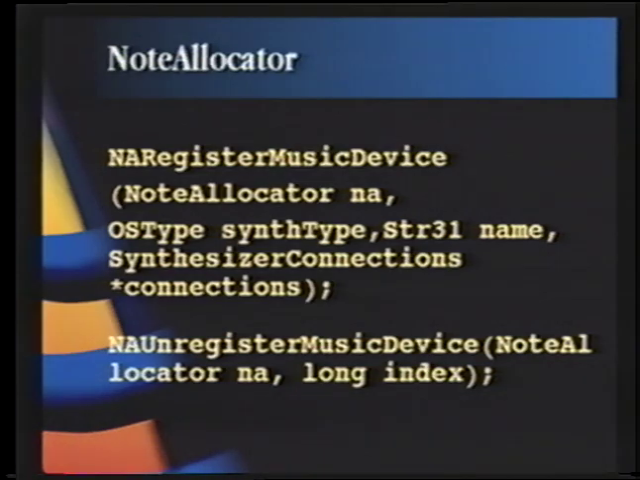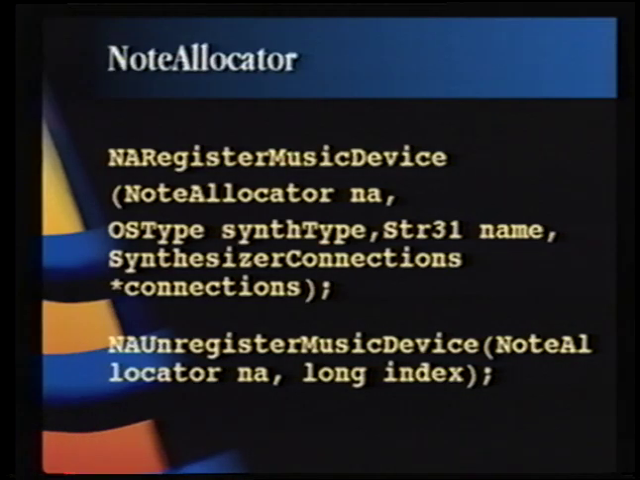So to register a device, you specify the component type of the device, which is also the same as its synthesizer type. Actually, it's the component subtype. The component type is always MUSI for music component. Then there's a structure, which I don't have a slide for, called synthesizer connections, which if it's a MIDI device, specifies the actual port connections. And this could be a MIDI manager port or an OMS port. Could also be a direct connection to a QuickTime port. We have some APIs for that. But basically it specifies for an external device how it's hooked up.